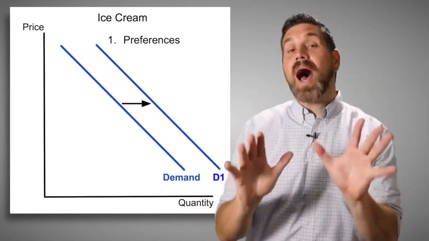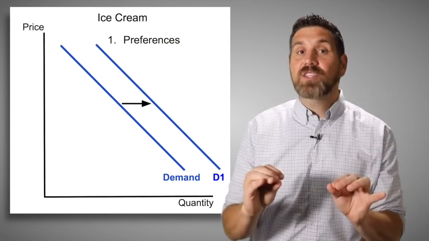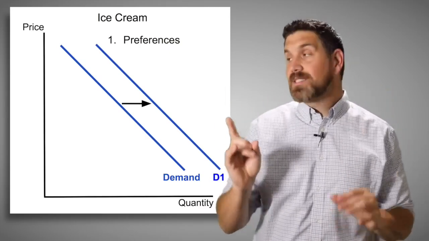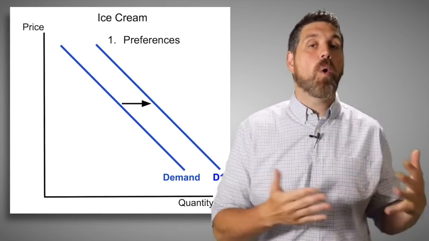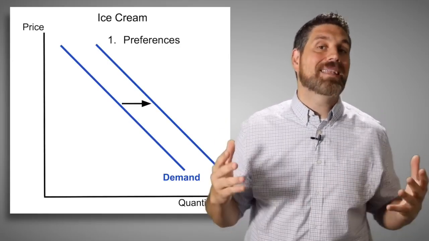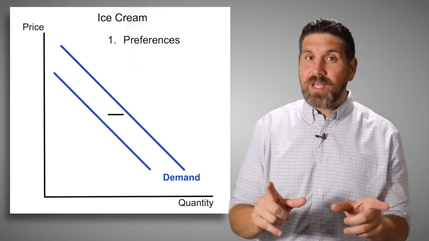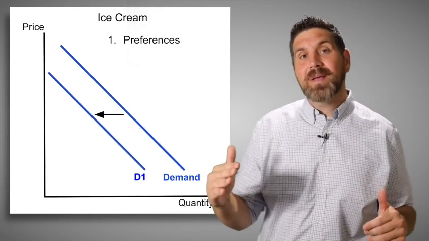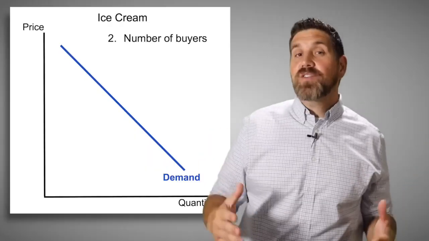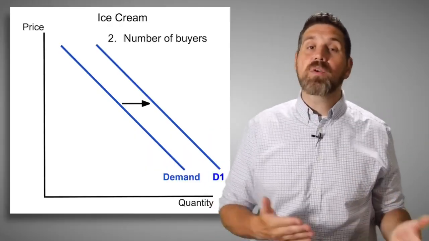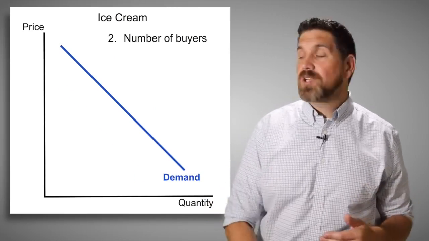But notice, we're not talking about a change in the price of ice cream. The price is staying the same. It's some other factor that's causing the demand to go up. People are buying more because it's a hot day outside. And if it was a cold day outside, at every single price, people would buy less because they don't want to buy ice cream because it's freezing. The second shifter is more consumers. So more consumers would increase demand, fewer buyers would decrease demand.